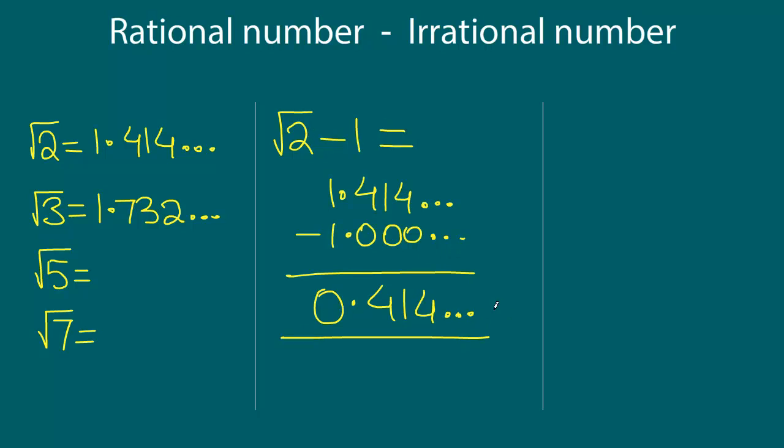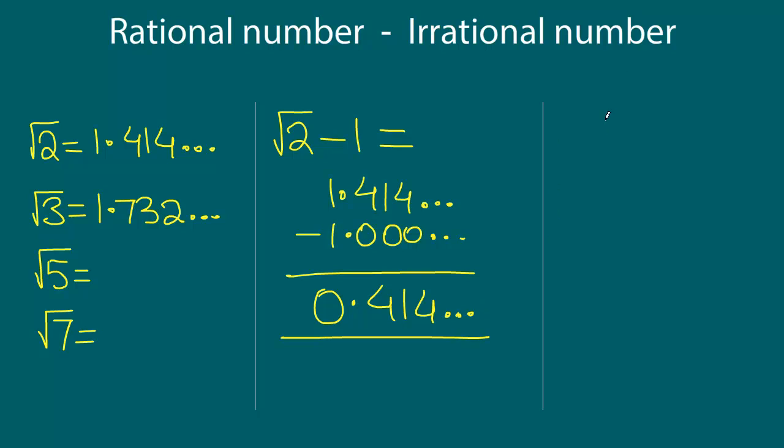Now, is this number rational or irrational? This is a number whose decimal expansion is non-terminating, non-repeating. Why non-repeating? Because square root 2's decimal part does not terminate and does not repeat, so this will be the same. So this will be an irrational number.